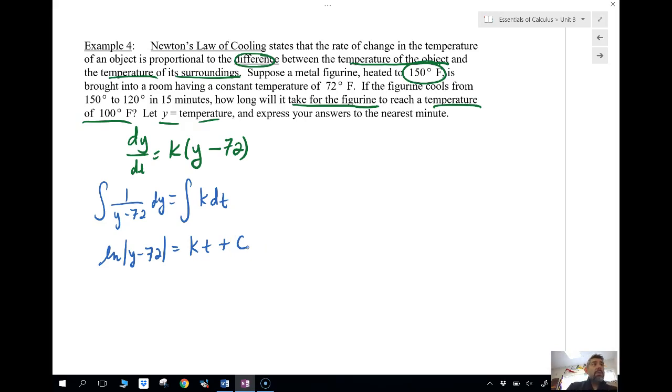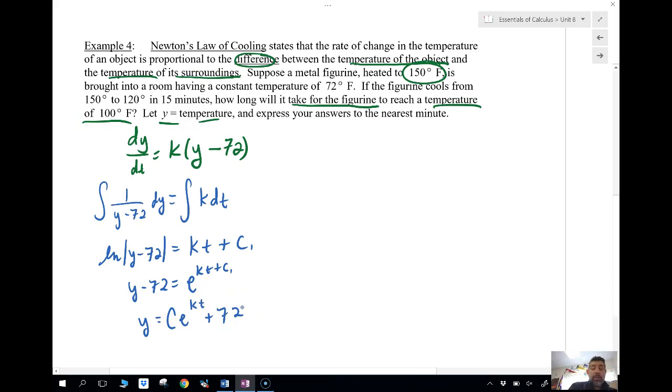All right. So now I'm going to solve for y. So I'm going to get y minus 72 equals e to the kt plus c. And we'll just leave it as c1. All right. And then we're going to get y equals, and now remember this e to the c from the previous problems, e to the c comes as c e to the kt plus 72.